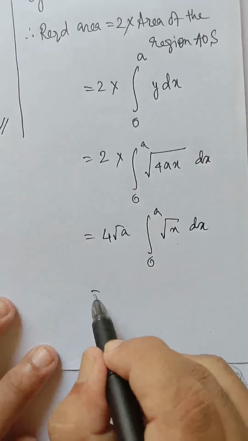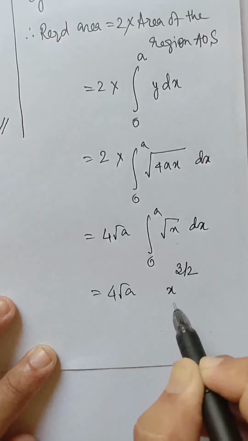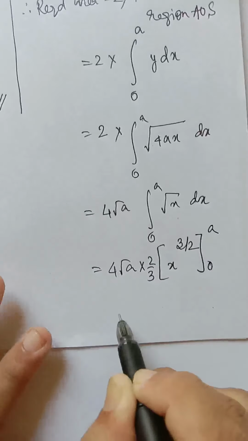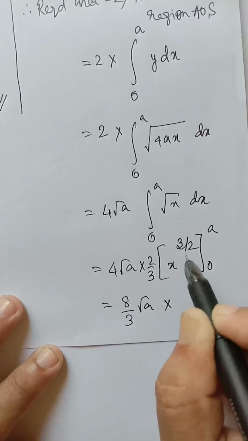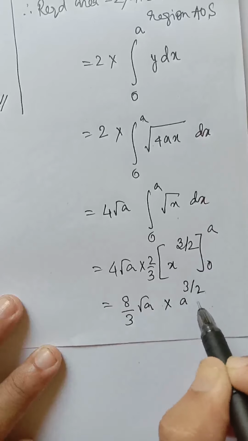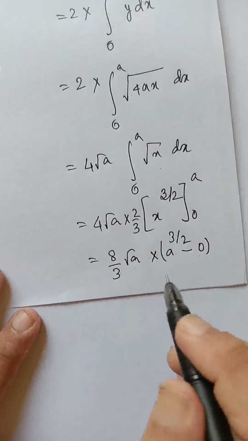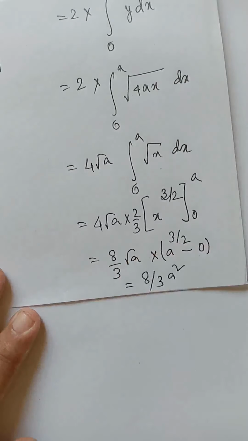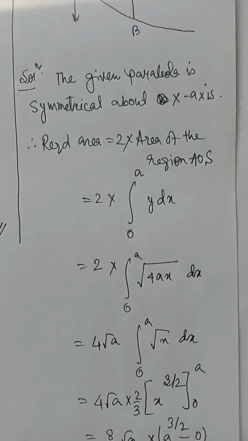So 4 root a, the integration of root x is x to the power 3 by 2 divided by 3 by 2. So it will be 8 by 3 root a, and a to the power 3 by 2 is a root a. If we put x equal to a, it will be a to the power 3 by 2 minus 0. If we multiply root a and this, we will get 8 by 3 into a square. So this is the final answer, 8 by 3 a square.